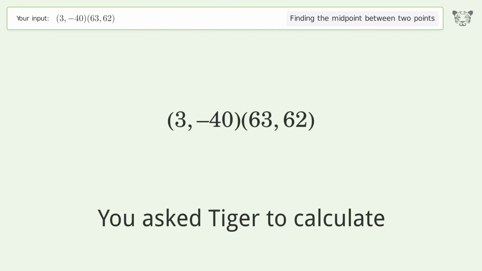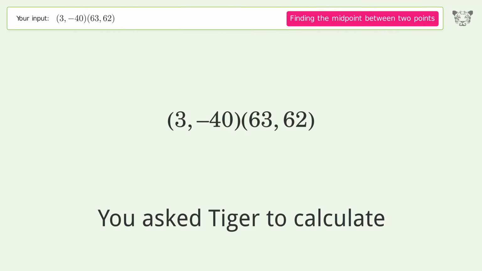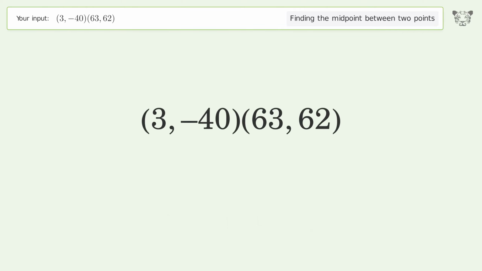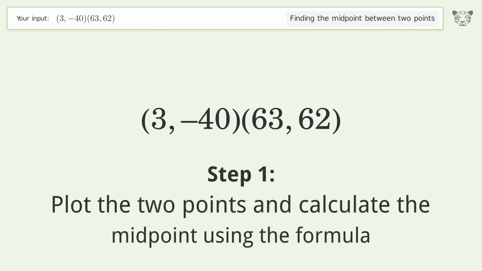You ask Tiger to calculate. This deals with finding the midpoint between 2 points. The midpoint between the 2 points is 33,11. Let's solve it step by step. Plot the 2 points and calculate the midpoint using the formula.